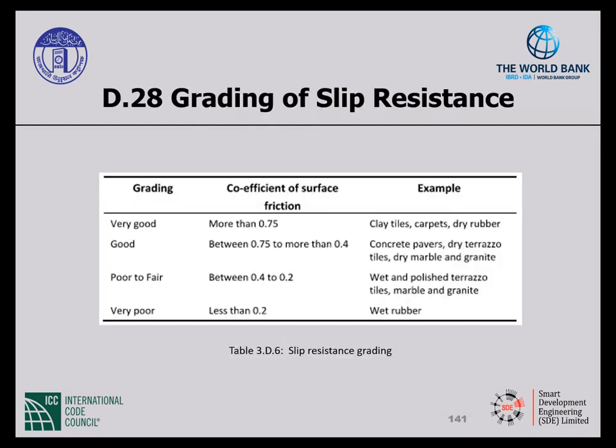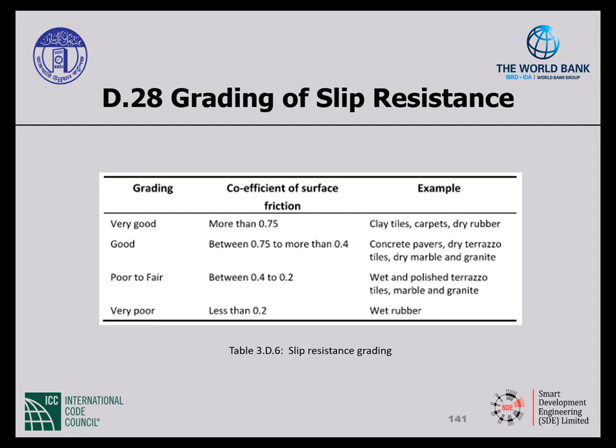Grading of slip resistance. For the purpose of accessibility, surface materials to be used as floor finishes should be graded for slip resistance in both dry and wet conditions. A very good grading would receive a coefficient of friction of more than 0.75, and an example of that would be clay tiles, carpets, or dry rubber.